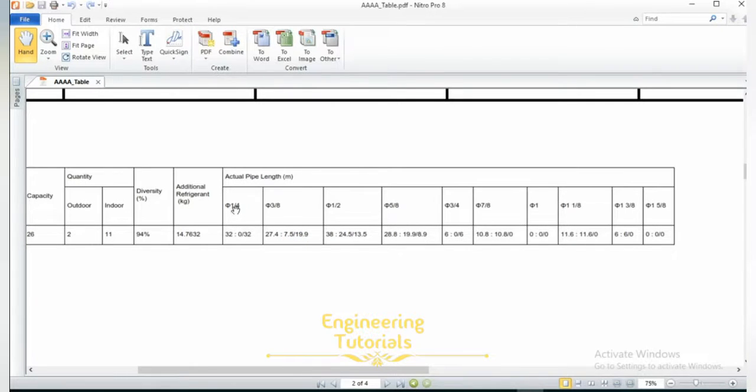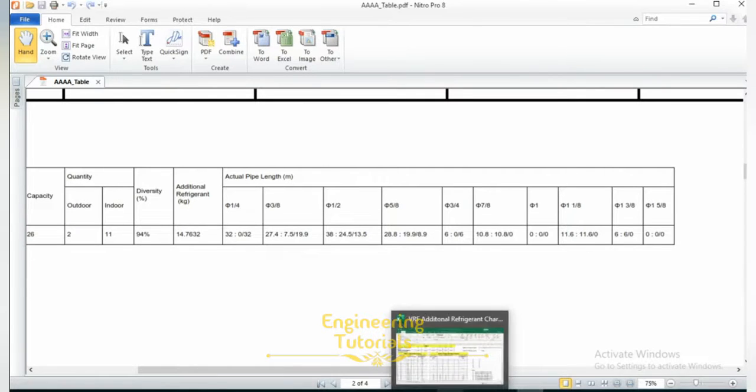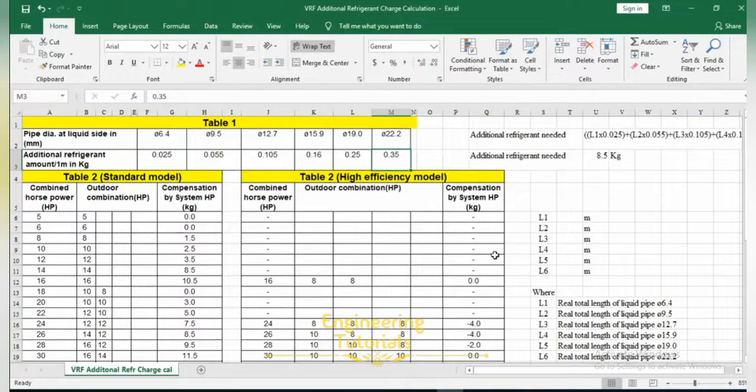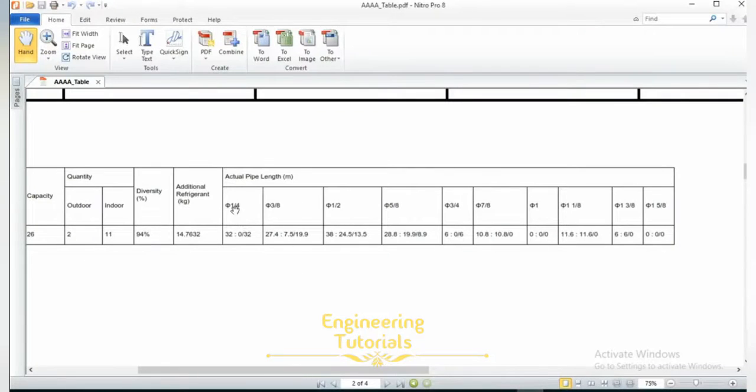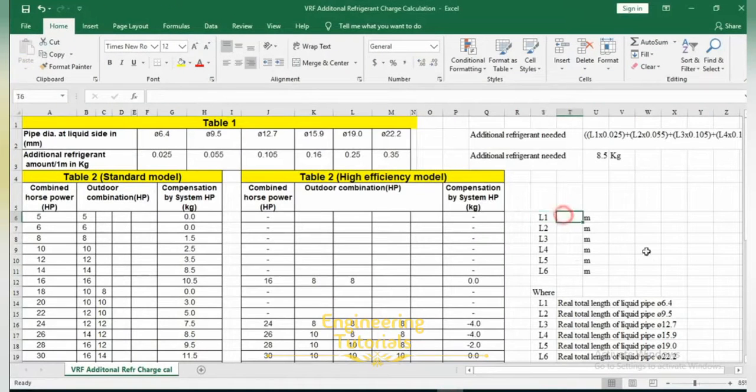So first we have dia 1/4. 1/4 dia is nothing but 6.4 mm. So this is our length L1. So what is the length L1? 1/4 is 6.4 mm. So liquid size, as you can see, 32 meter is the length which we have used here. So I'm gonna give 32 meter length here.